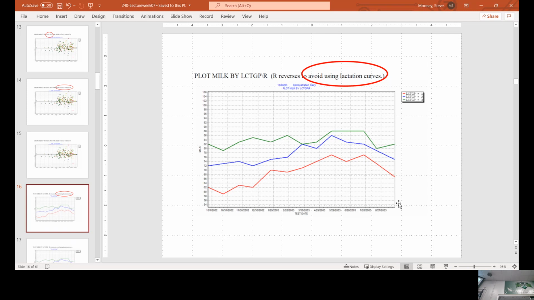So this information here, we've got our first lactation group, second lactation group, third lactation group, green up top. So that R allows us to avoid that. So if we've got averages by lactation over the last year, what's happening in this graph? What's happening here?